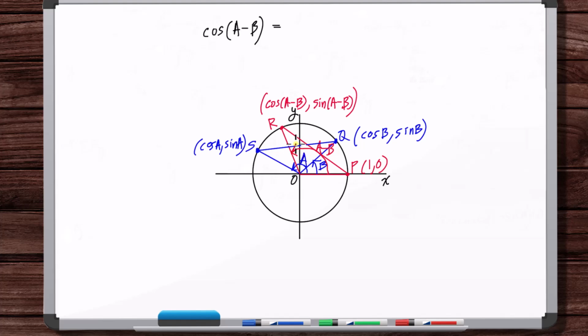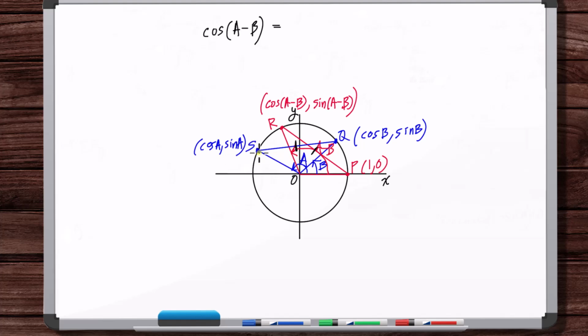Therefore, chord SQ is congruent with chord RP. They're the exact same length. Now, we know the coordinates of the endpoints of those two chords, line SQ and RP. We have the coordinates of those points, so we can use the distance formula from algebra to write the lengths of these chords, and we can set those lengths equal. So let's do that.